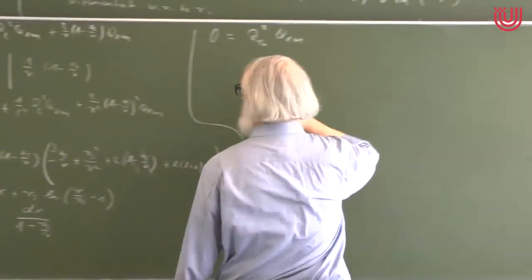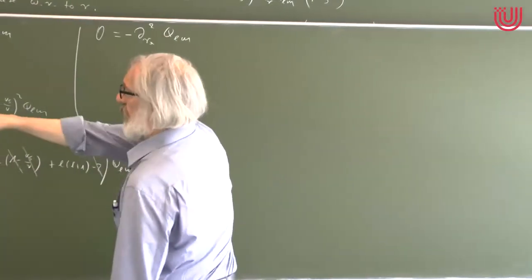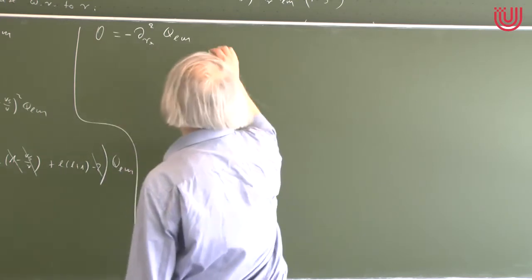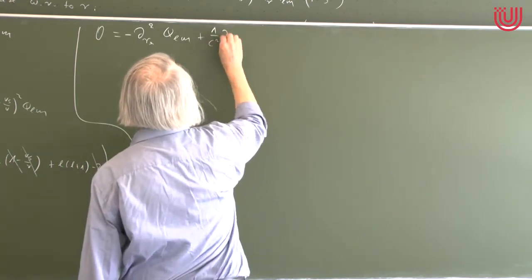The second derivative with respect to r star of Q_lm with a minus sign in front of everything. And then I have plus the time derivative with a c squared for dimensional reasons.